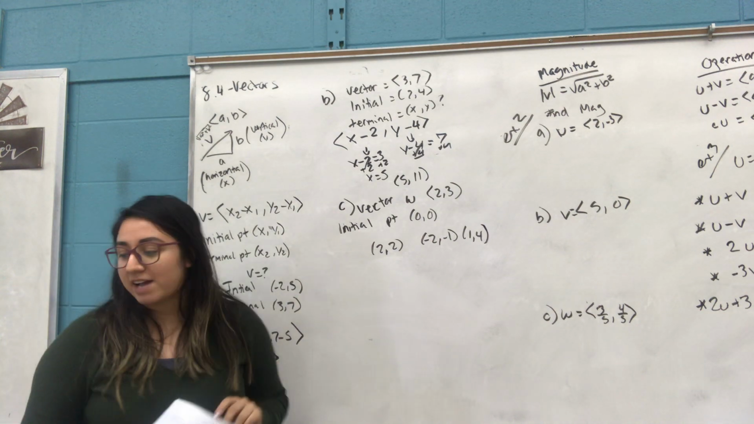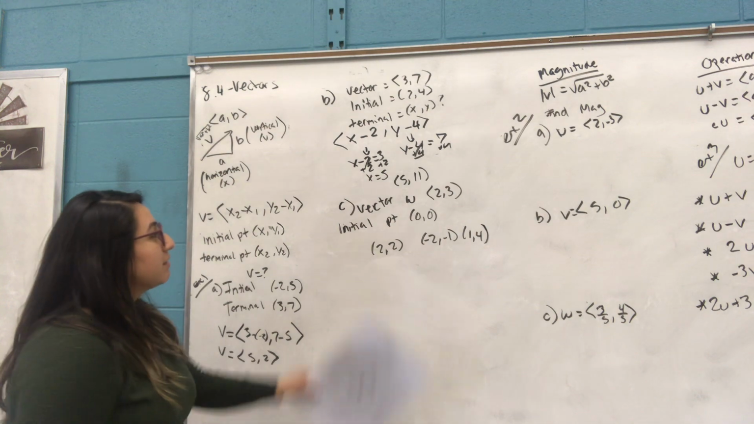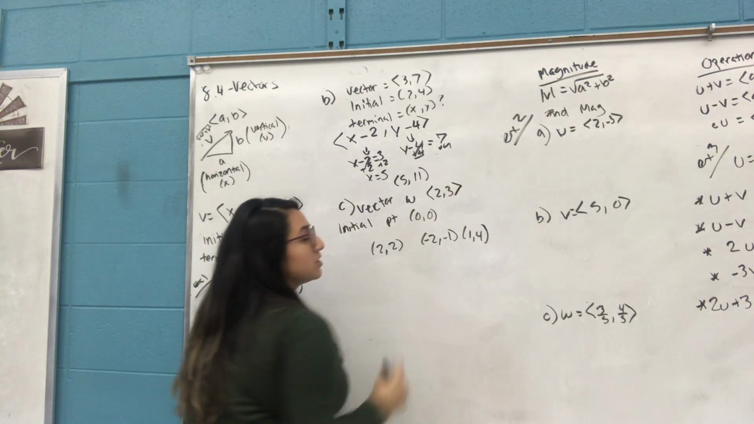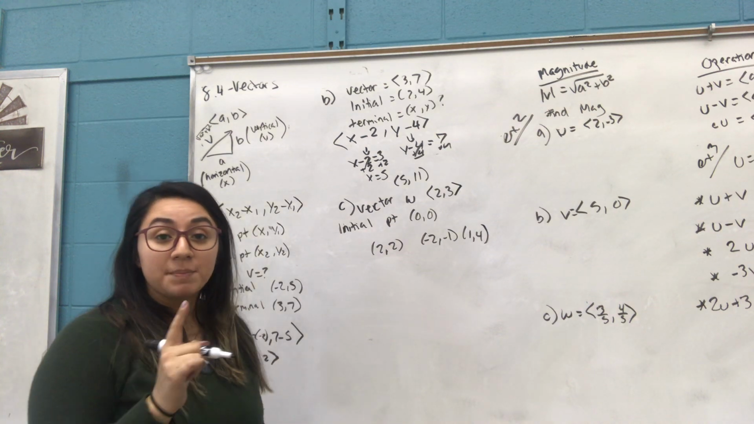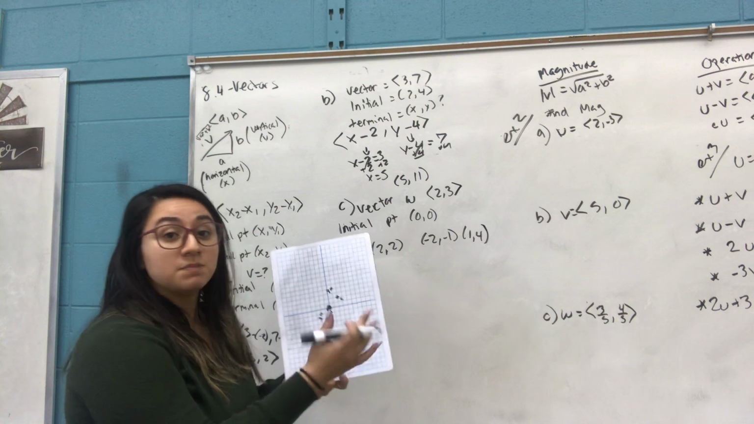For this one, we're going to graph it. I have this, and we're going to graph it this way. So we have a vector with 2, 3, meaning we're moving 2 units to the right and 3 units up. It's positive, so you're moving in the positive direction. So moving to the right is positive.